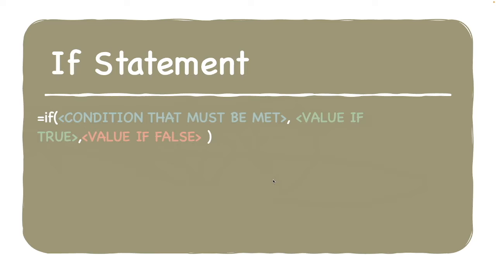So let's say you're looking at transactions and you want to designate them as either high value or low value. You may check if the specific cell that has the transaction amount in it is greater than 100, then comma, value if true would be high value, comma, value if false would be low value. That way it would check to see if that condition was met. If that transaction was greater than $100, it would be considered high value, and if not, it would be considered low value.